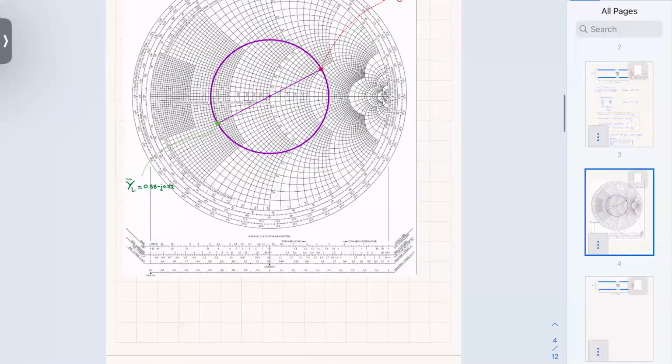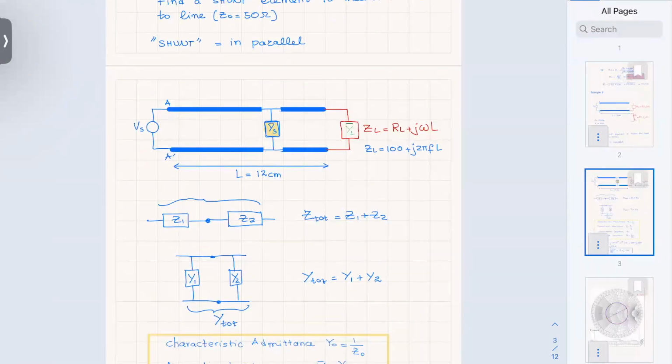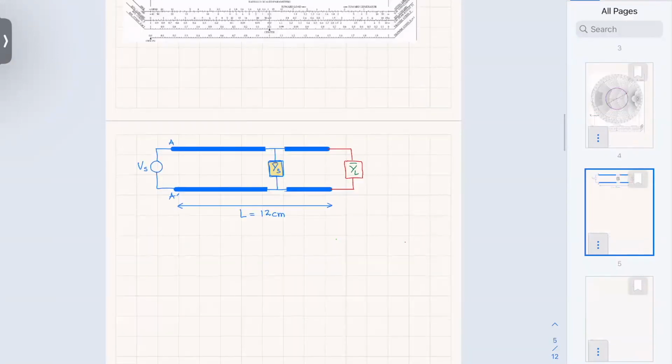And in fact, so you don't get confused, I will erase this one here, and I will leave only YS here. So when you need that, don't get confused. All right, so here, now I have changed ZL to YL.